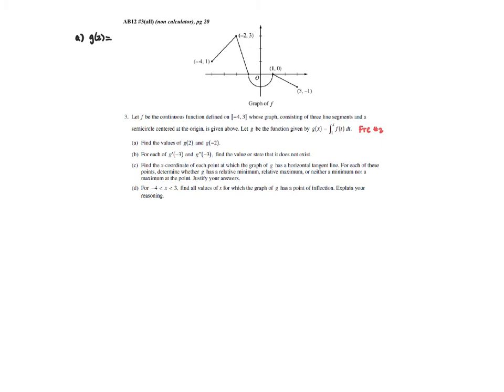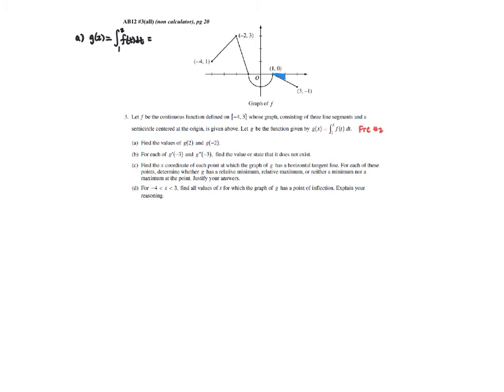Well, by definition, g of 2 will be the area from 1 to 2 trapped between f of t and the t-axis. Okay, so let's take a quick look at what that would look like. That's the area between the curve. Looks like a small triangle here. All right, so it would be that area there, which of course we can calculate.